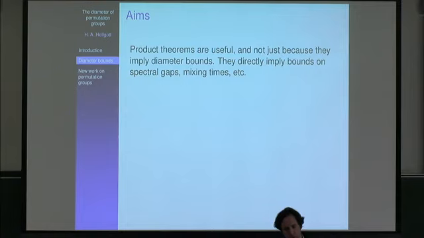I will not go into the details of what expansion is. Many of you are experts; if you're not, it doesn't matter. The point is that saying that a graph is an expander is a stronger statement than saying that it has small diameter. And it turns out that if you put a product theorem together with other tools in a non-trivial way, you get, in many cases, a proof of expansion for many sets of generators.